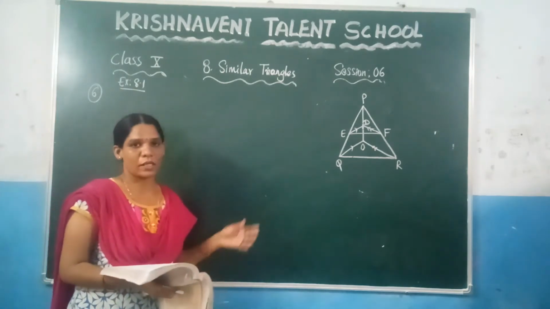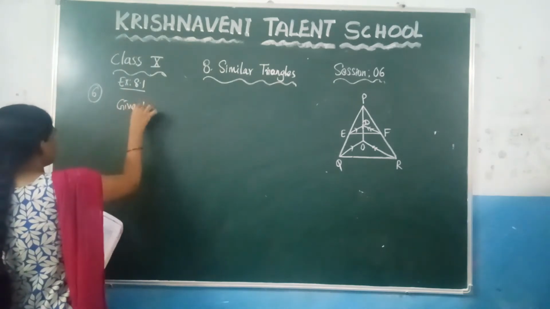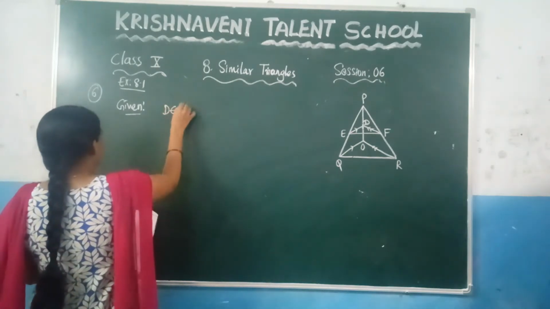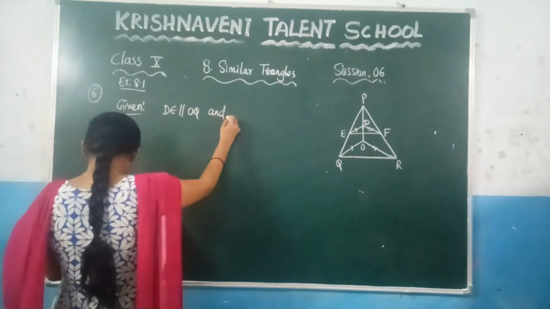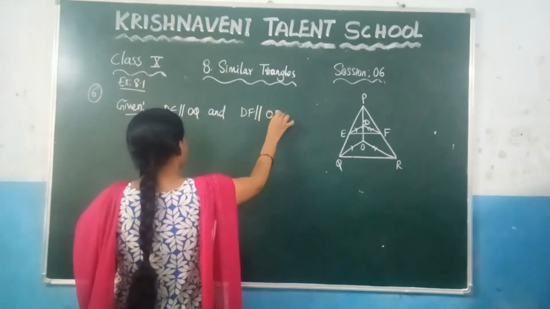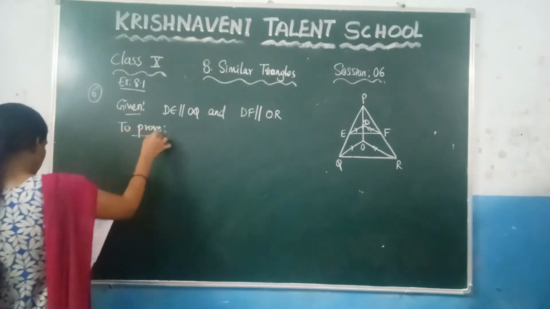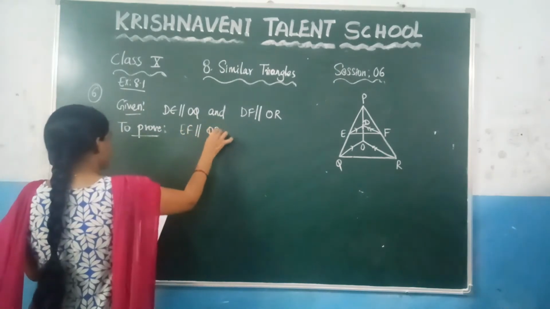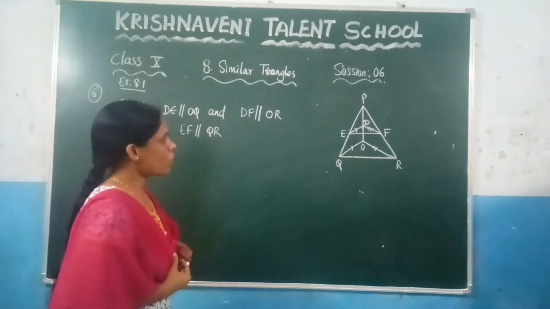First, let us write what is given here. Given here, DE is parallel to OQ and DF is parallel to OR, and here you need to prove EF is parallel to QR.